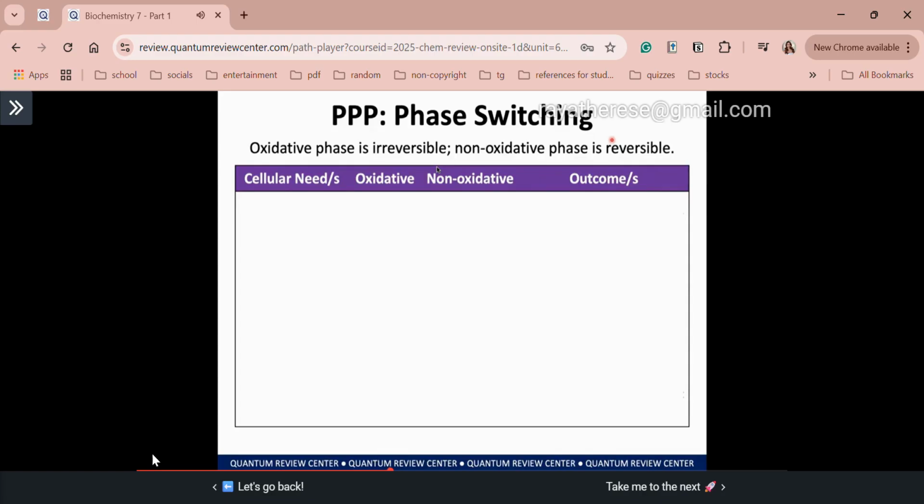Alright, so going back to phase switching, the important concept that you need to remember here is that the oxidative phase reactions are always irreversible. And on the other hand, the non-oxidative phase reactions are reversible, as we have seen in our detailed discussion. Class, phase switching is heavily reliant on our cellular needs. Let's check the different conditions. First, if our cells need both NADPH and ribose 5-phosphate. Class, recall, NADPH is a product of the oxidative phase. Ribose 5-phosphate is a product of the non-oxidative phase. That's why both phases must be active when both are needed. So the outcome, of course, is production of NADPH and ribose 5-phosphate.